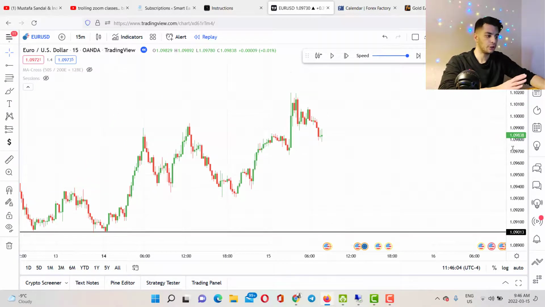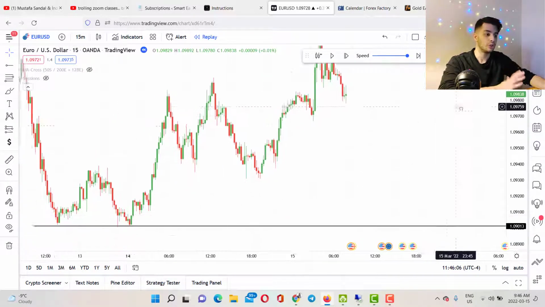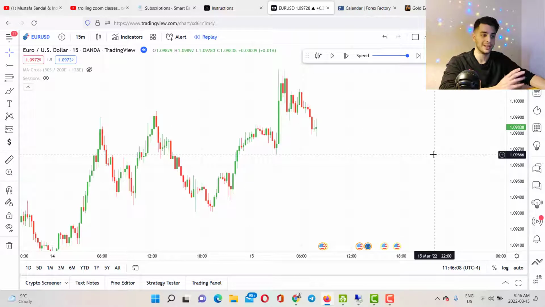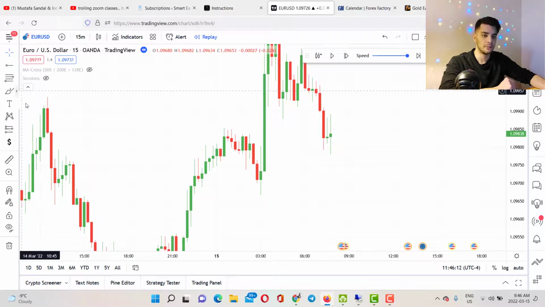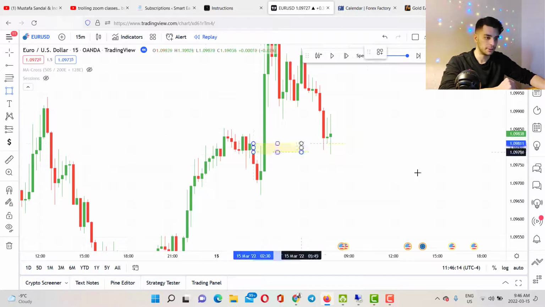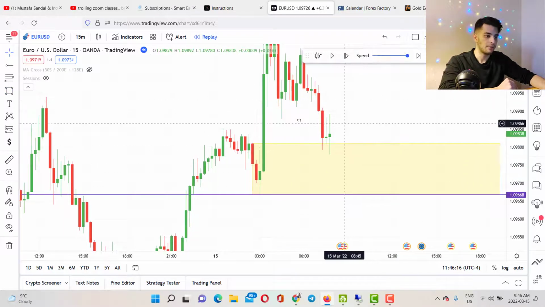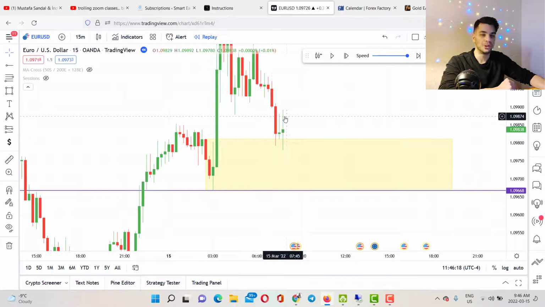So the next thing you need to do after identifying the trend, you need to identify high probability supply and demand zones, which in this case on the 15-minute time frame we have this one right here. See, and this is exactly where it tapped into. This candle here is a doji candle that literally tapped into this high probability supply demand zone.